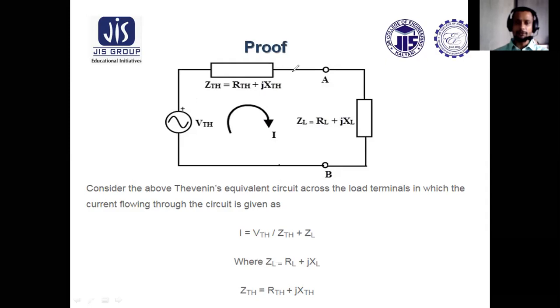See, if this is the circuit and this is the current I flowing through the circuit, what can we say? I equals VTH by ZTH plus ZL, as these two are in series. Now ZTH is known, that is RTH plus jXTH. ZL is RL plus jXL.